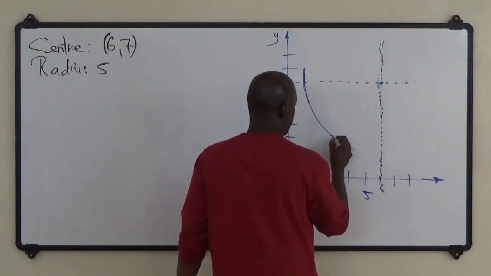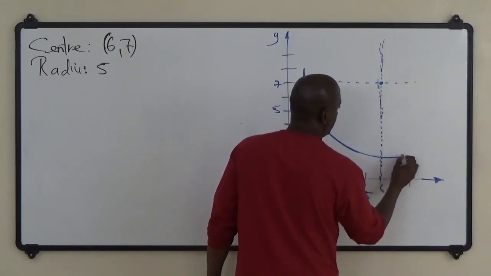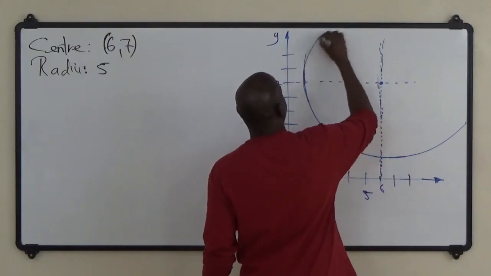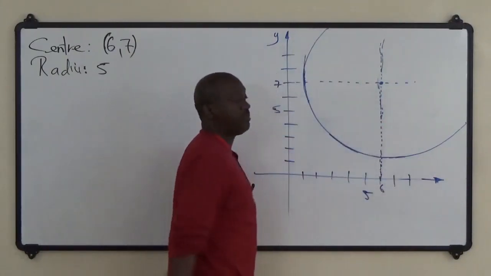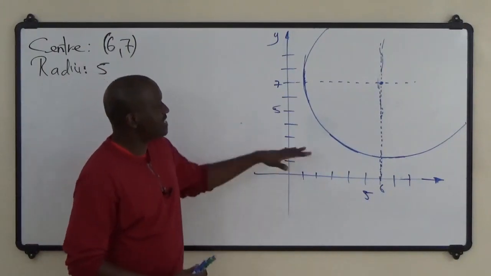All right. I still managed to get myself in a situation where I don't even have the whole circle on the board, but you get the point. All right? You get the point. So that's your circle there.